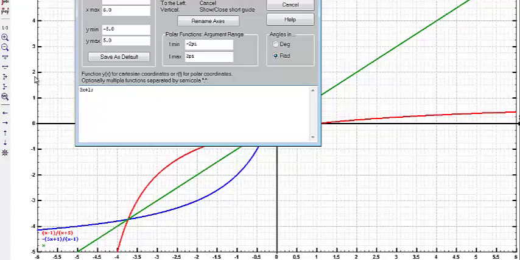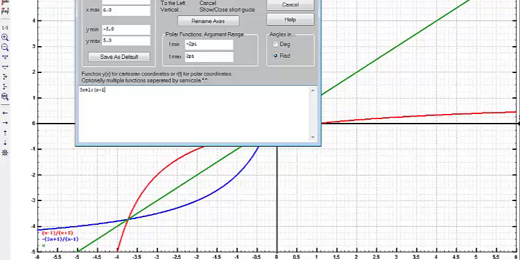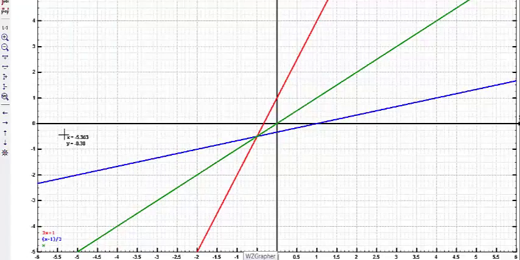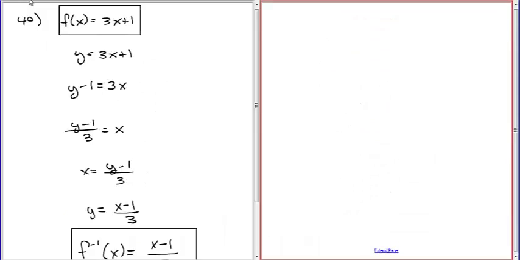The inverse function was x minus 1 all over 3. And plot y equals x. And there they go. Again, we'll change the zoom so that those little squares are square. So there we go, that's good. 42.